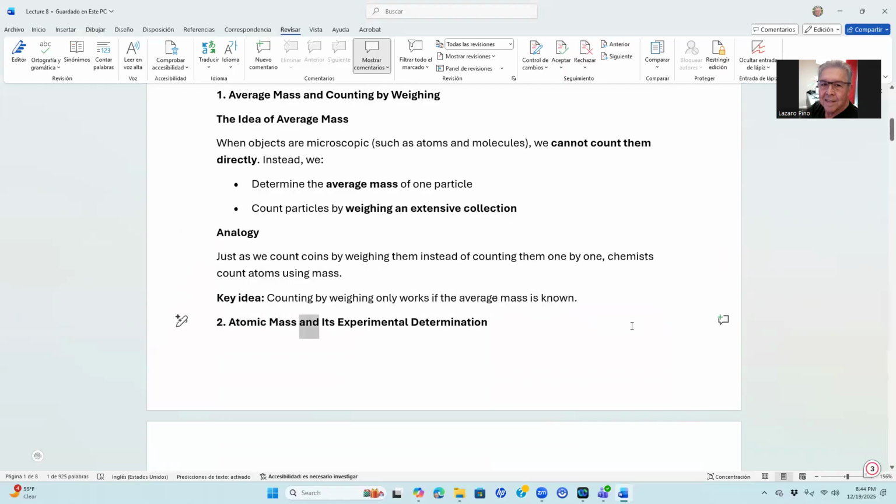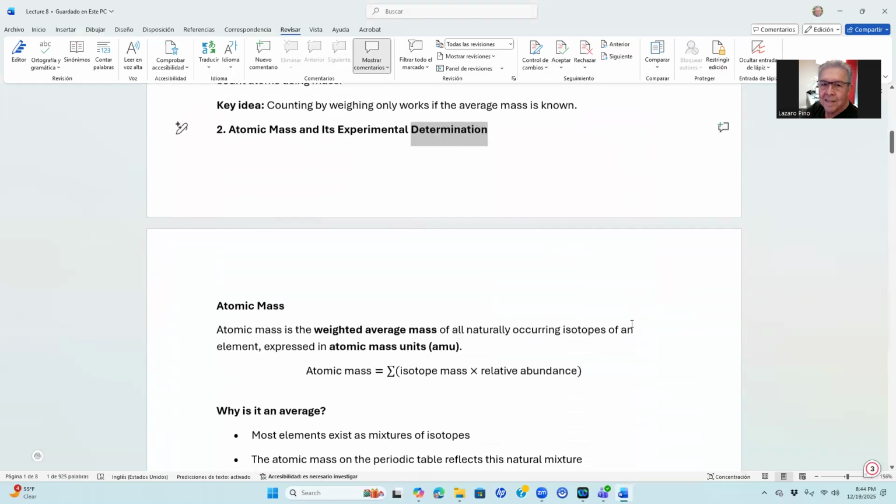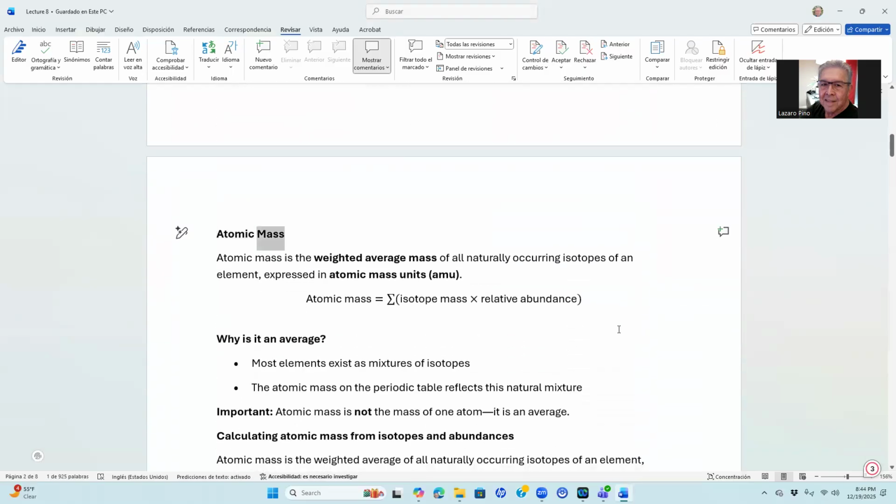2. Atomic mass and its experimental determination. Atomic mass is the weighted average mass of all naturally occurring isotopes of an element, expressed in atomic mass units, AMU. Atomic mass equals the sum of the isotope mass times its abundance. So the atomic mass is the sum of the mass of each isotope times the abundance of each of these isotopes.